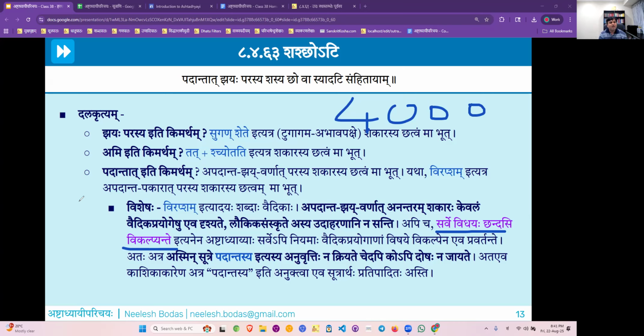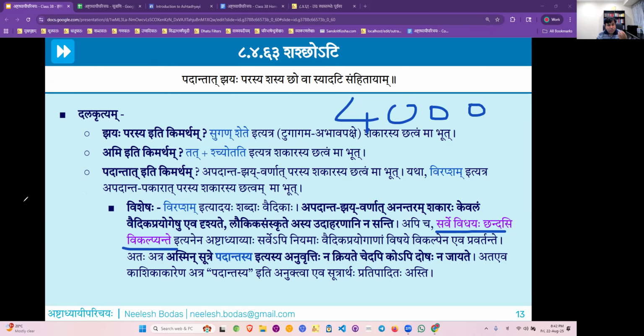Therefore, this is a kind of exit that Panini rachitani sutrani sarvani api tatra vikalpena prayuktum shakyani. So, if a certain sutra is required for justifying a Vaidika form, use it. If it is not required or if it is causing a problem, don't use it. So, that's basically sarve vidhayah chandasi vikalpyante.